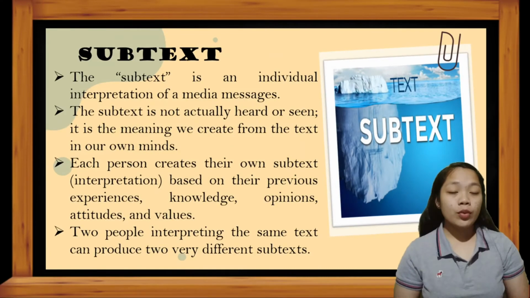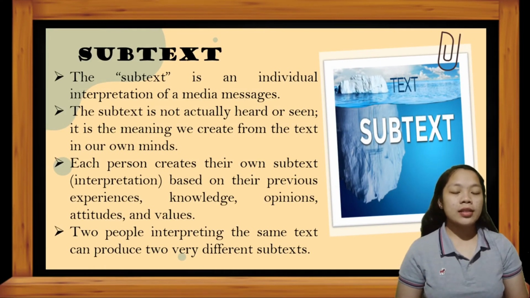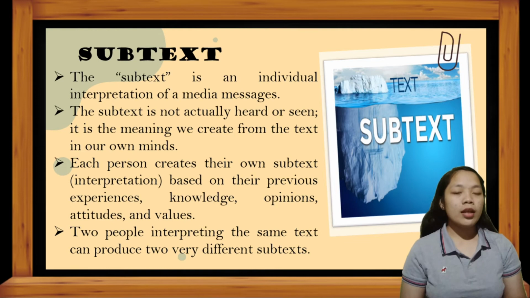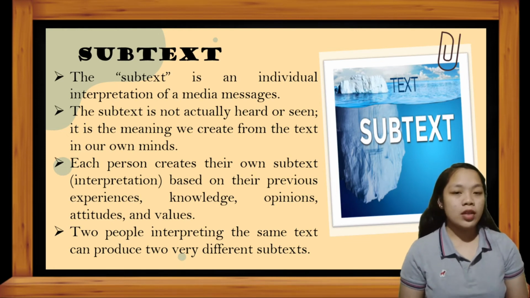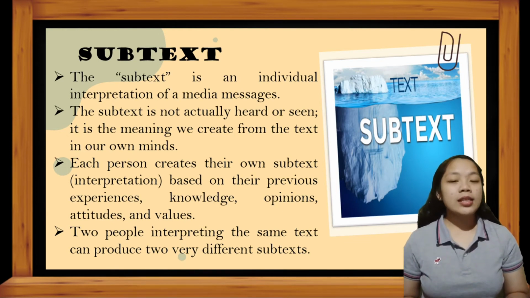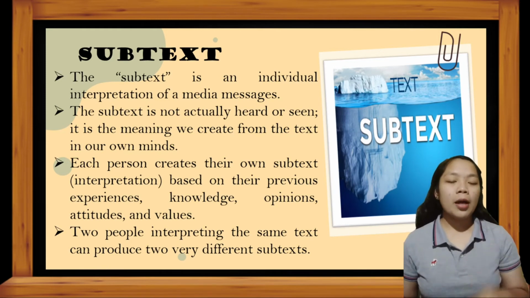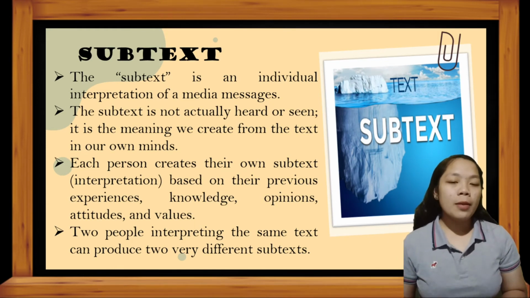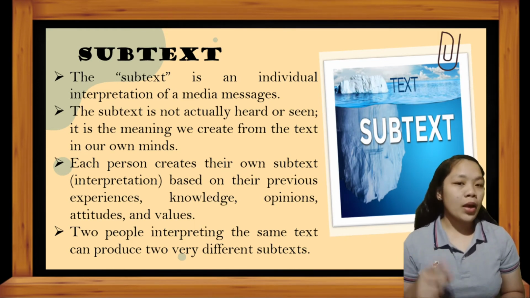The third thing that we need to analyze is the subtext. How could the message be interpreted? The implied part of a message is called the subtext, and it's suggested by the content rather than directly seen or heard. The subtext is an individual interpretation of a media message. We as individuals decide how to interpret that subtext based on our personal biases, worldviews, and expectations.